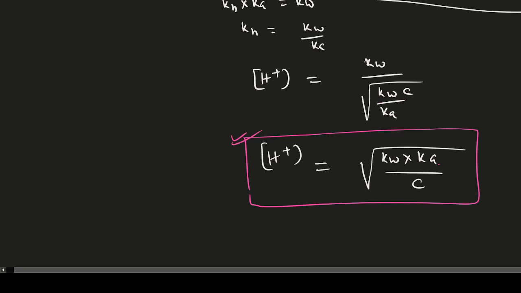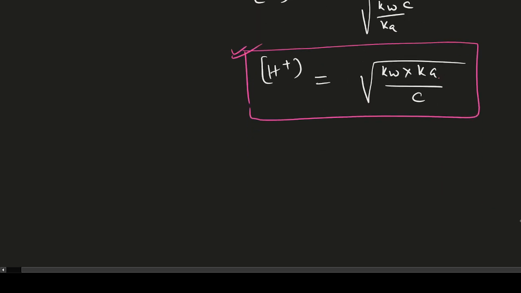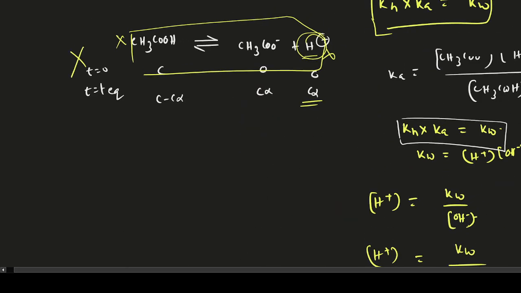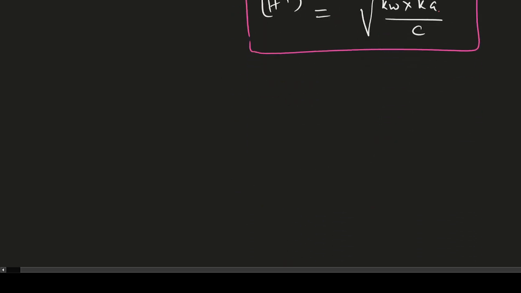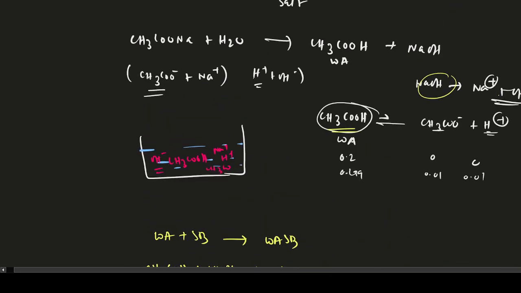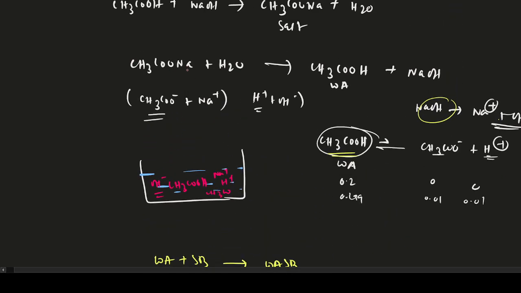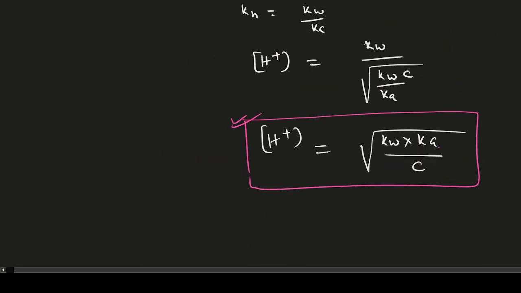Okay, simple mathematics will do, then you will get this value. And this is for if you have weak acid and strong base, then you will find the H plus concentration like this.